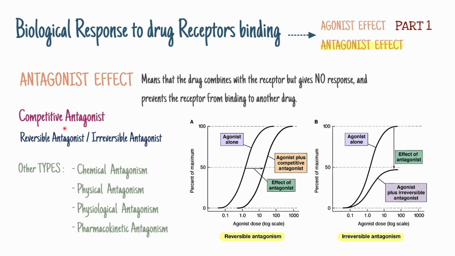And here we have two main types of antagonist effect. We have competitive antagonism and non-competitive antagonism. Or you can say reversible antagonism and irreversible antagonism. As the name suggests, in competitive antagonism, the antagonist and the agonist at the same time compete in order to occupy the receptor. And as a result, they will occupy a certain number of receptors. If the agonist concentration is increasing, the effect will show. If the antagonist concentration is increasing, the effect will not be shown.